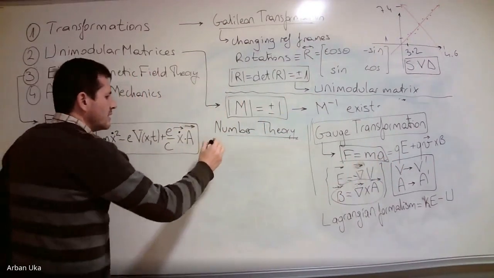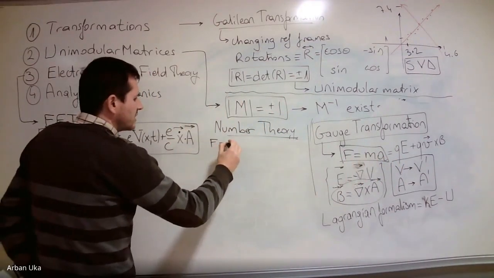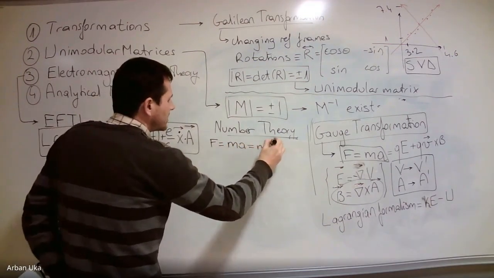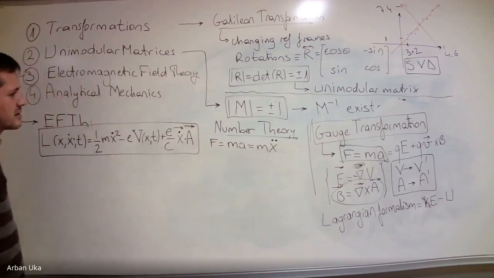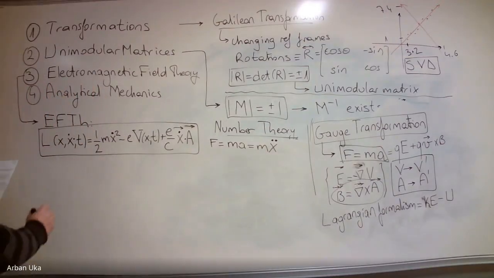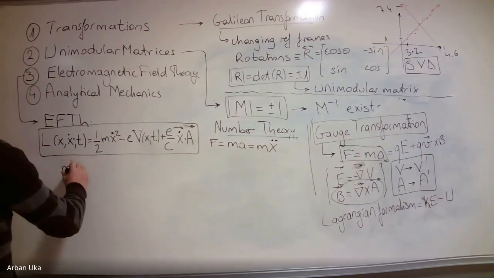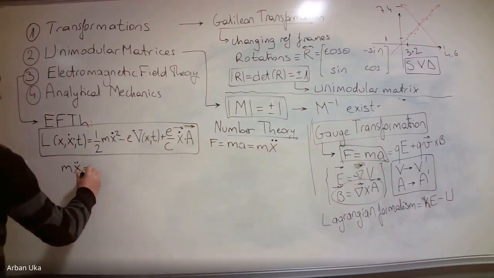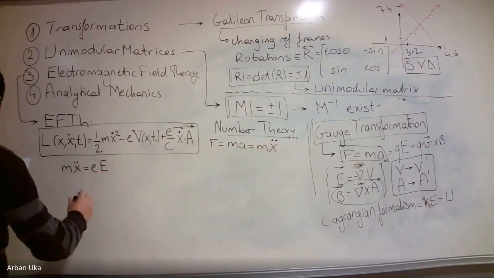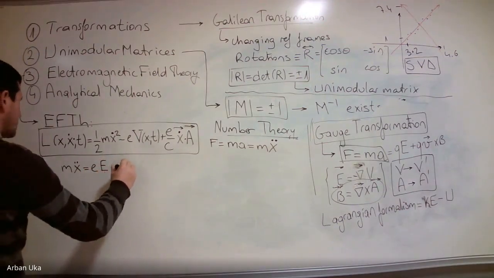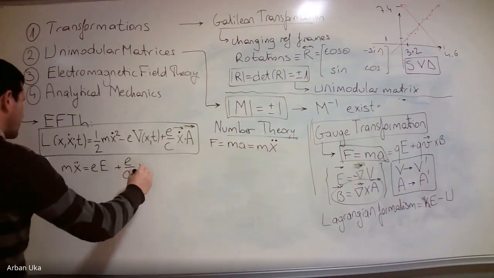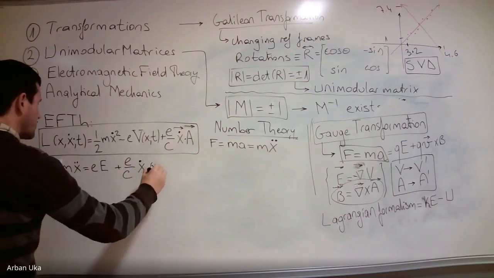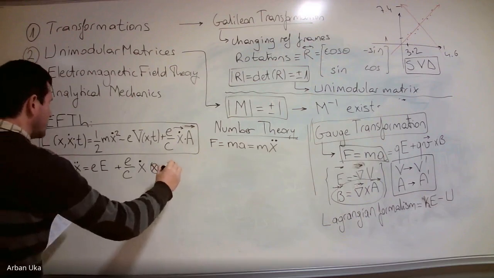And the equations of motion, this is something like this. This is equal to ma. At the same time, this is m, second derivative of x. This is the acceleration. Now, equations of motion is going to look like this. Force is equal to mass times acceleration. This is equal to the charge times the electric field plus charge over the speed of light times the velocity of the particle, cross product with the B vector.